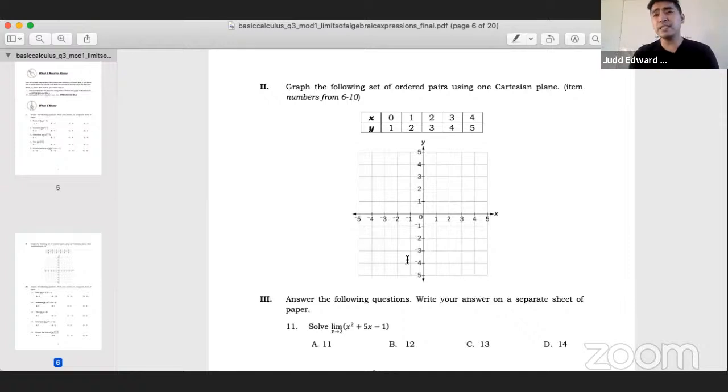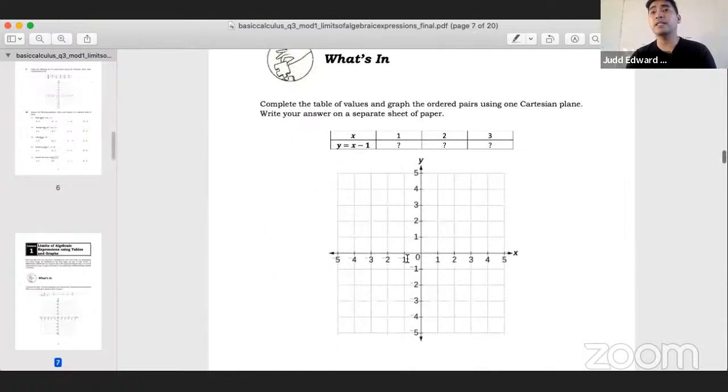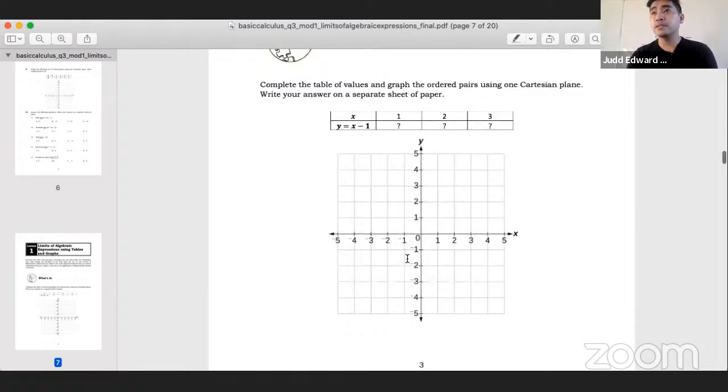Okay, let's have an example naman wherein we need to have table of values, yung sinasabi po natin kanina. Okay, so dito sabi, complete the table of values and graph the ordered pair using one Cartesian plane. Could you please try to at least supply the missing value for this one? We have 3 and then graph it. I'll be giving you 2 minutes.